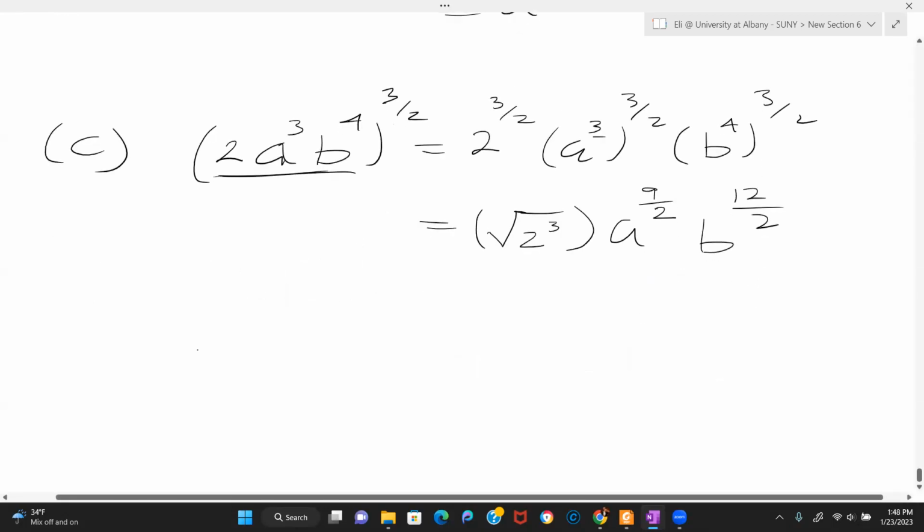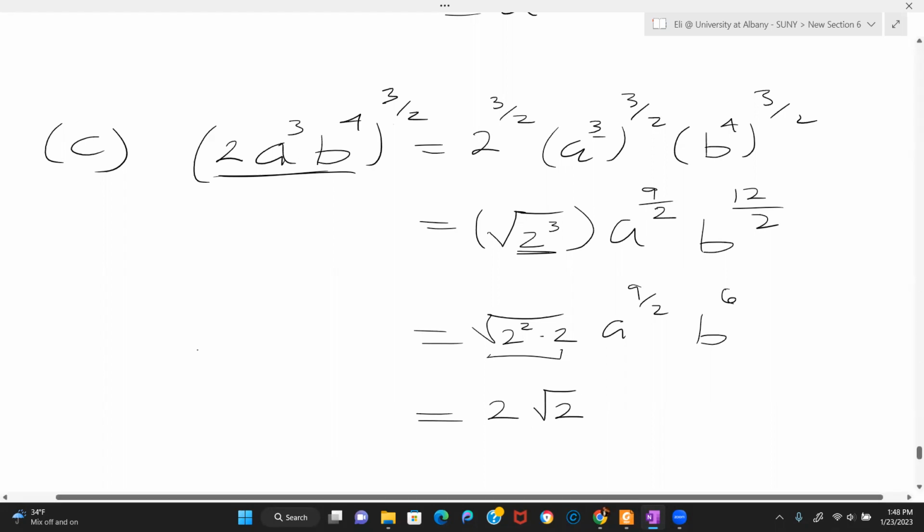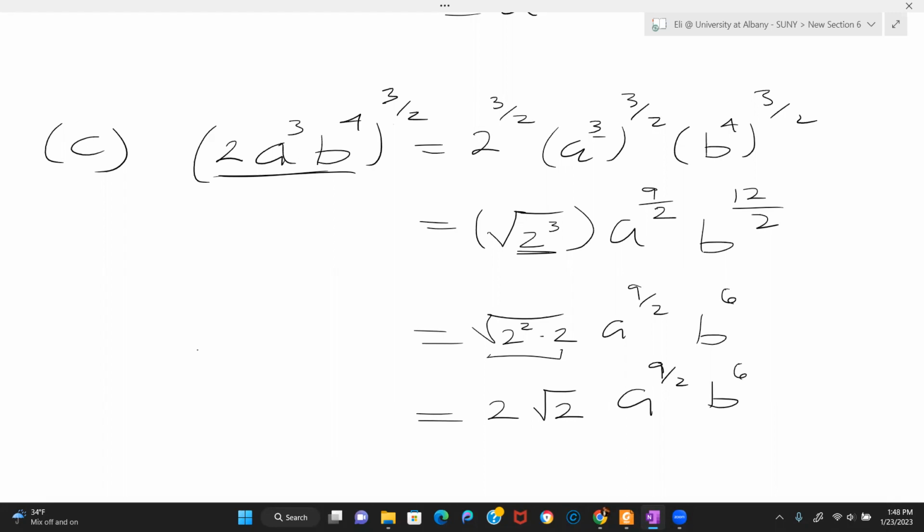Now the 2 cubed can be written as 2 squared times 2. So let me just write that out. This can be written as 2 squared times 2. a to the 9 halves just stays the way it is. But now we have 12 over 2, so that can be written as b to the 6th power. And now this first term can be written as 2 times root 2, times a to the 9 halves, times b to the 6th power.